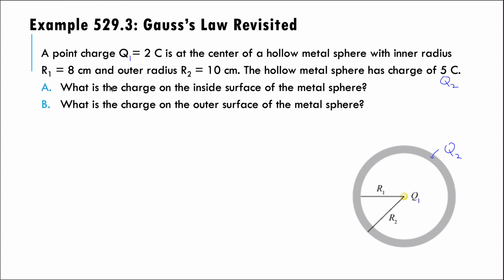First, we want to know what is the charge on the inside surface of the metal sphere. We did a similar problem in one of the Your Turns. What we have to do is use the property that the electric field is 0 inside a conductor. That's the key. Once we know that the electric field is 0, we create a spherical Gaussian surface somewhere inside this hollow metal sphere.